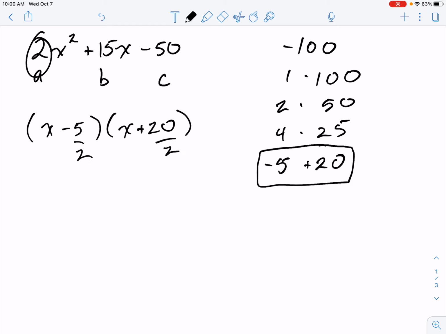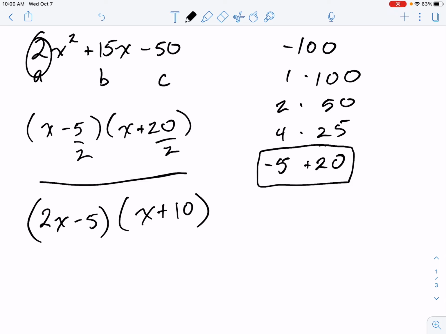And simplify if we can. 20 divided by 2 is 10. And 5 over 2 isn't going to simplify. Just remember, bottom goes first, and it gets the letter. All right, there's your factors.